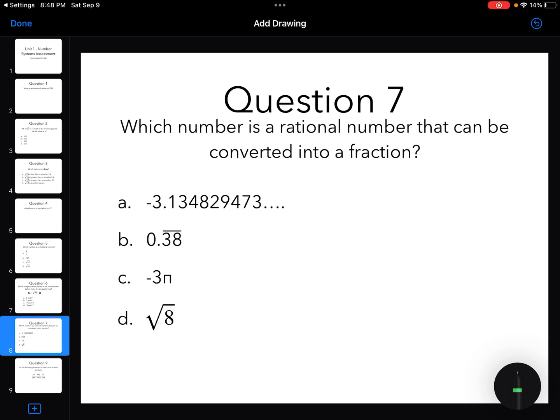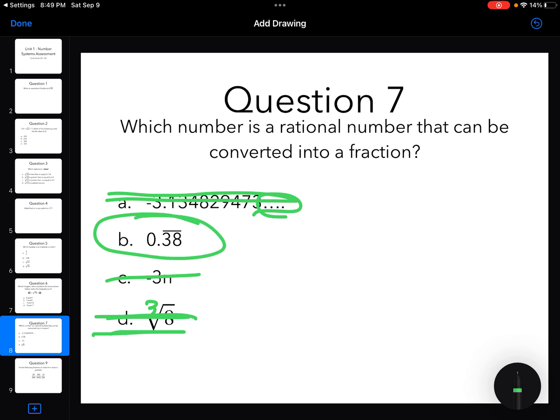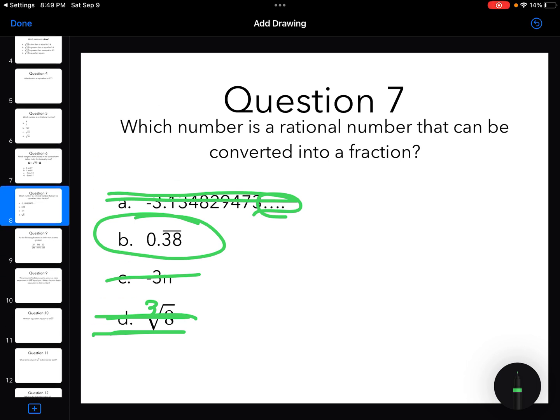All right, which number is a rational number that can be converted into a fraction? Well, we just talked about irrational numbers, so we want a rational number. Remember, our first experience with irrational numbers was pi, so we have to eliminate that one. 8 is not a perfect square. This one is a perfect cube, but it doesn't have that little 3 there, so this one's out. This one has these dots right here, which tells me it goes on forever, so this one's out. This is a repeating decimal that can be converted into a fraction.